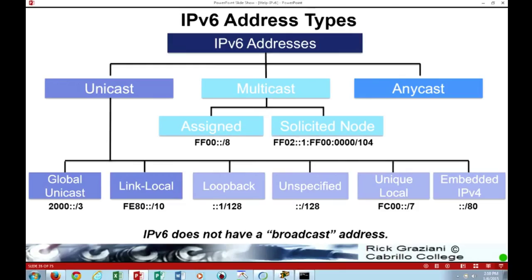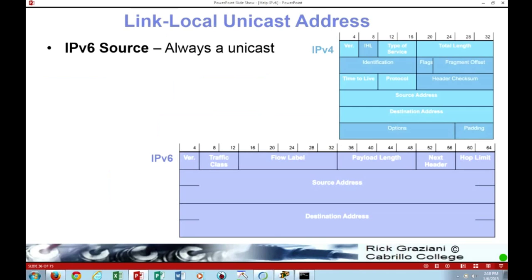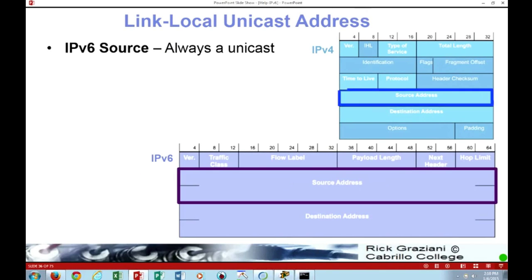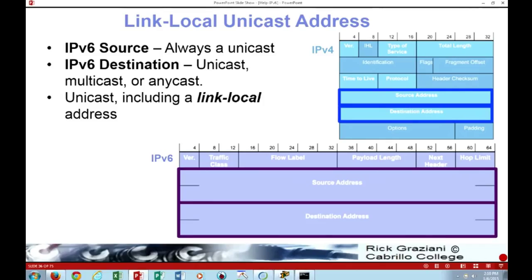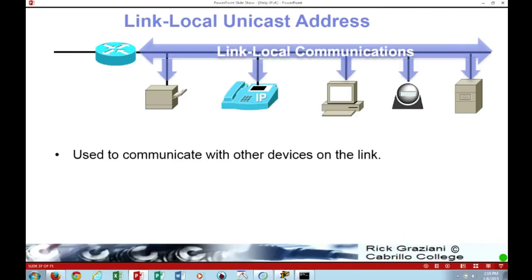All right, link local unicast. In IPv6, the link local address is very important. The link local address could be a source address, and could also be a destination address. So let me talk a little bit about why link local addresses are so important in IPv6. Link local means local to the link. Link means network or the subnet. That's what a link is, local to that subnet, to the network that we are on.